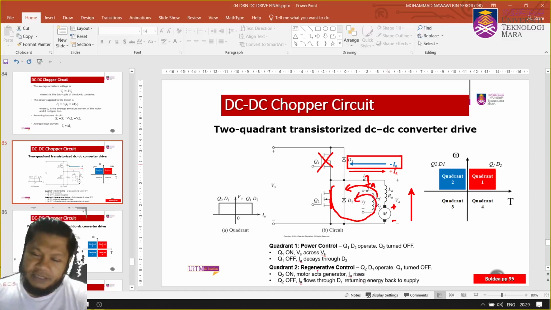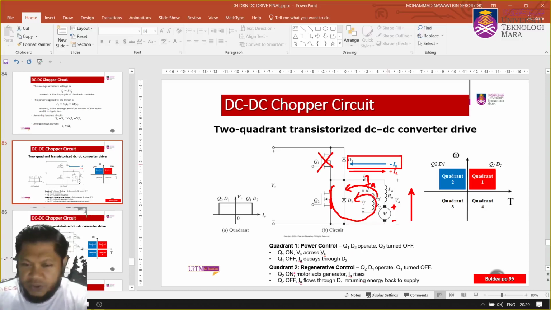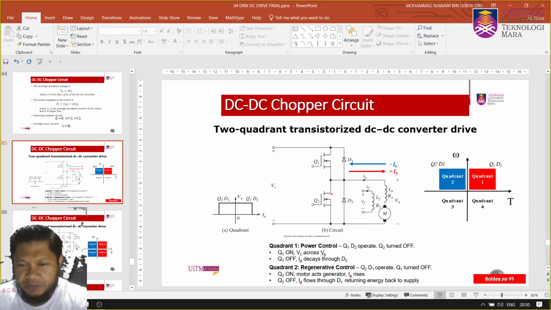And the other state is still in quadrant 2. Q2 is off. Suddenly Q2 is also off, so it appears as an open circuit here.